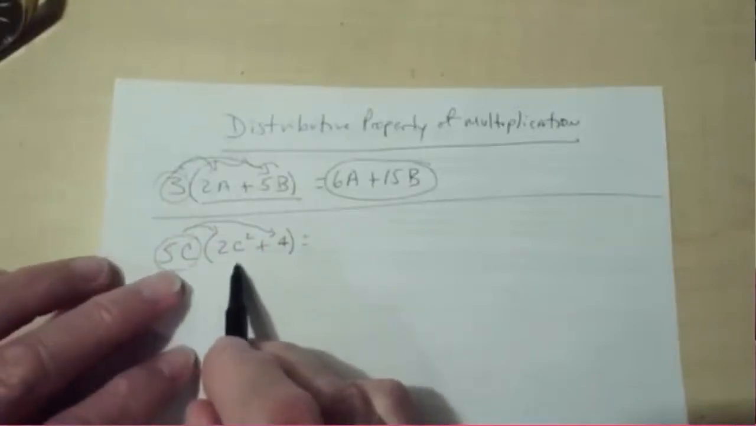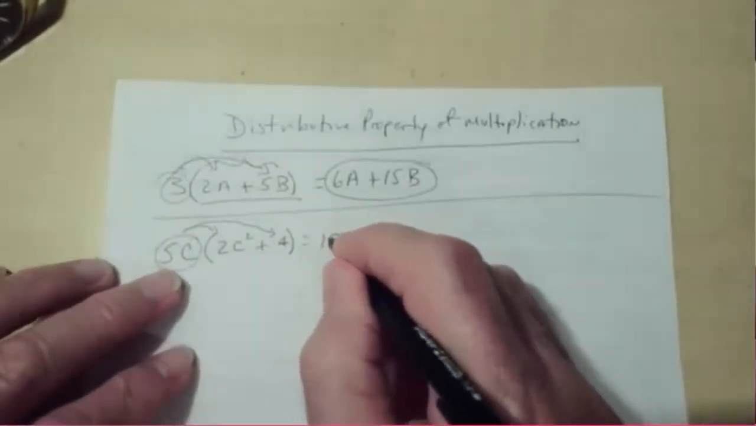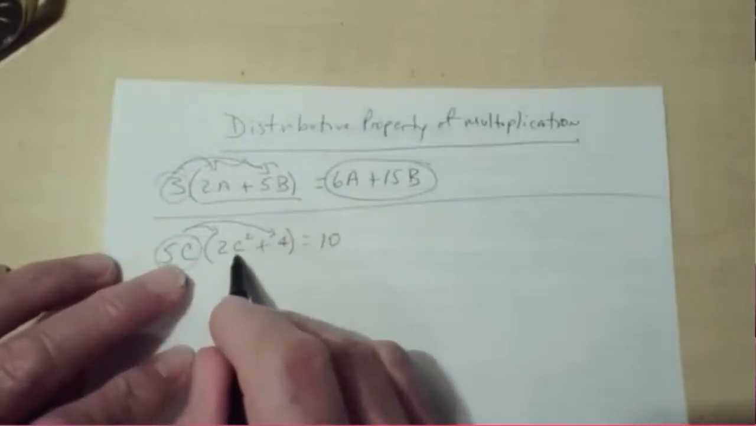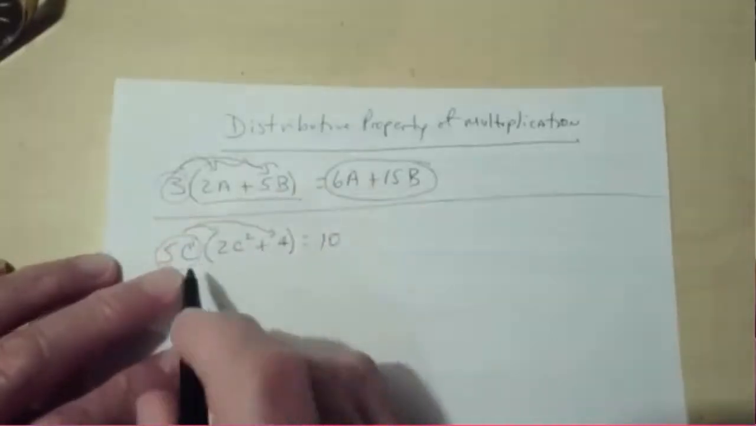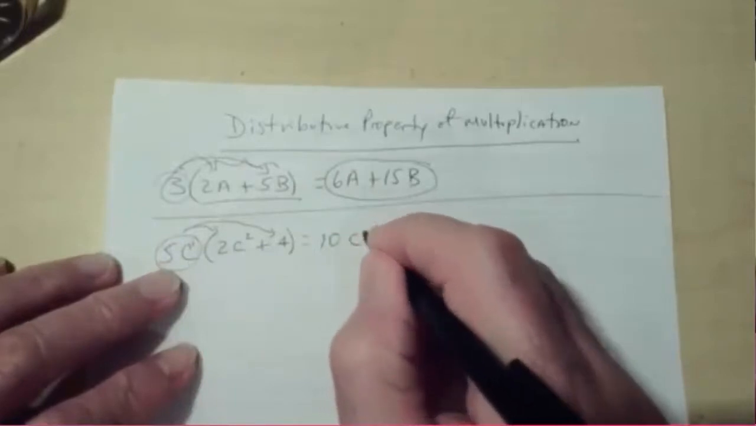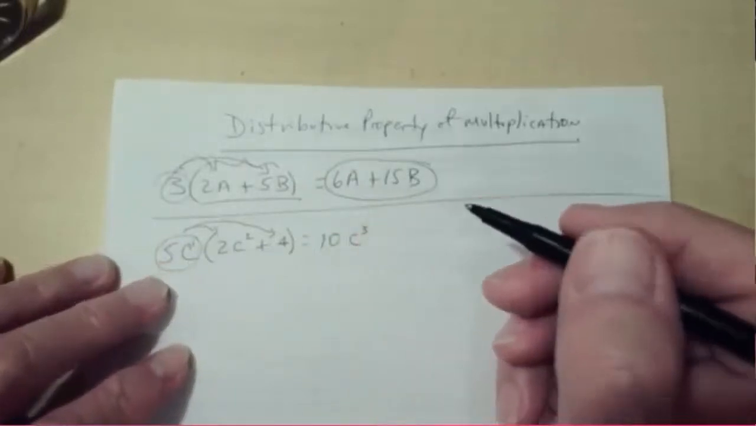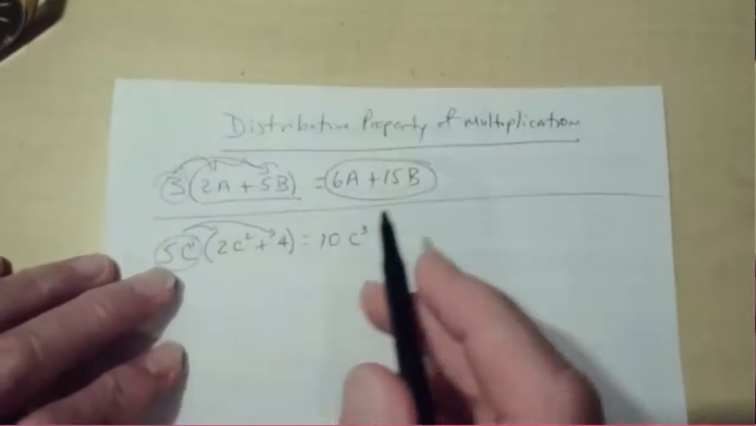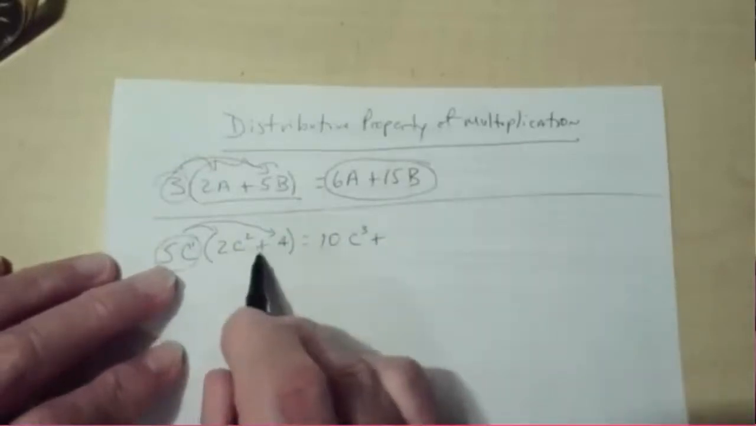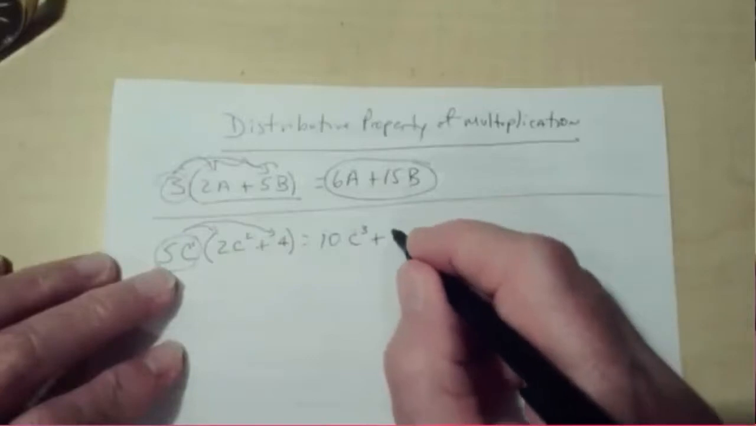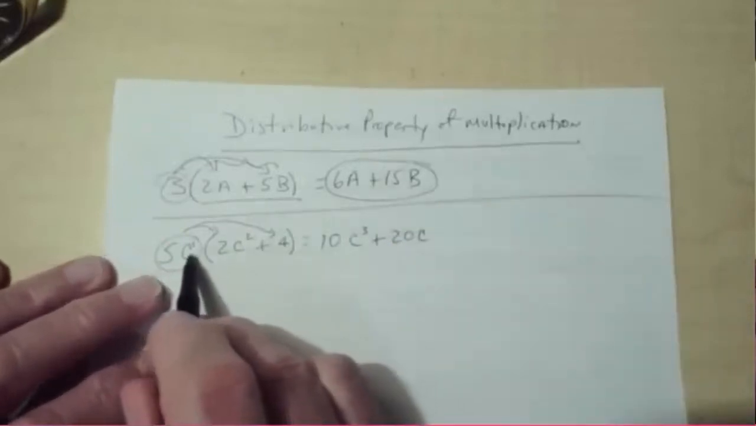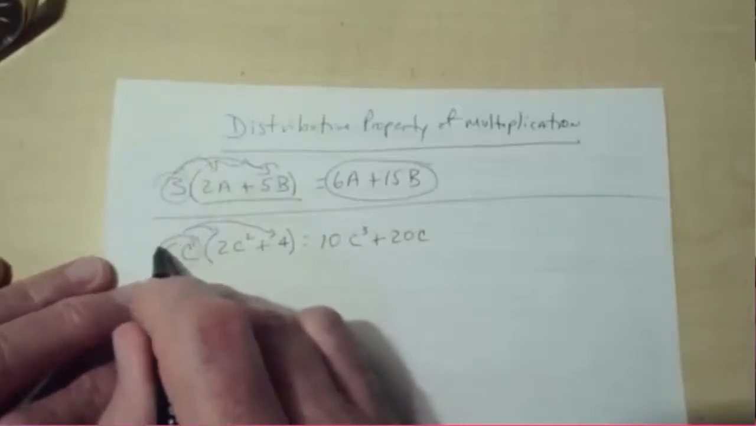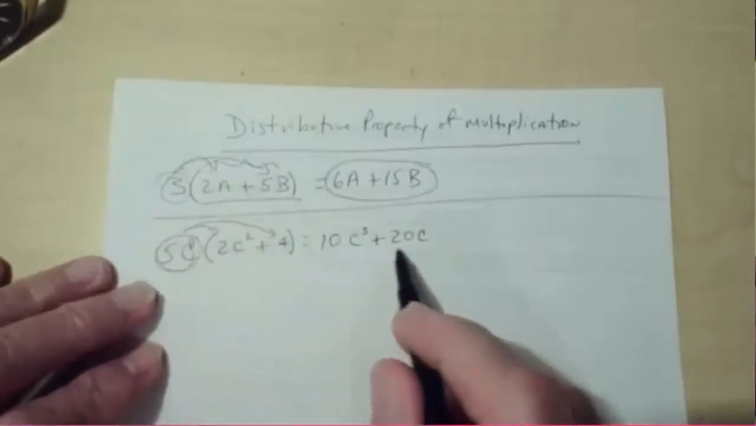5c times 2c squared. First of all, 5 times 2 is 10. c times c squared. Now we have a common base number. The base numbers are the same, so we add the exponents. The exponent there is a 1. c times c squared is c cubed. And we do 5c times 4. Don't forget the plus in there. Plus 20c. It's not c squared. Remember, we're multiplying 5c times 4, and that's what we get.